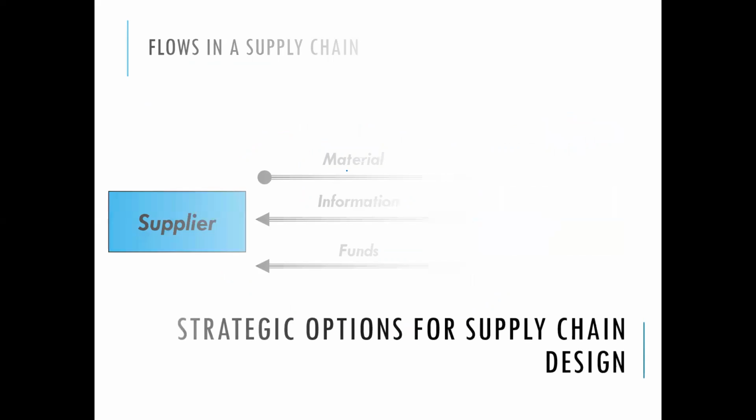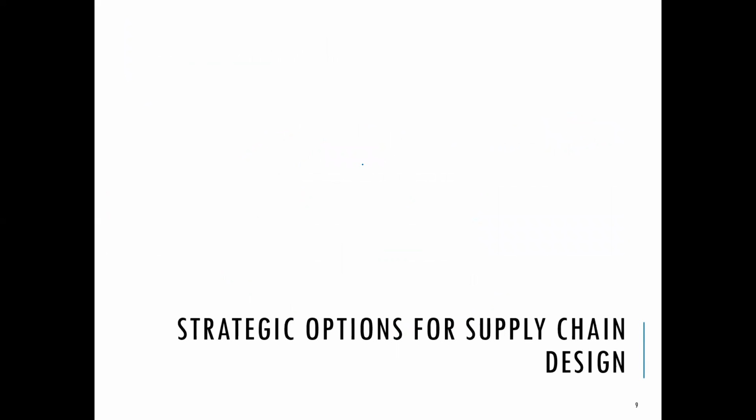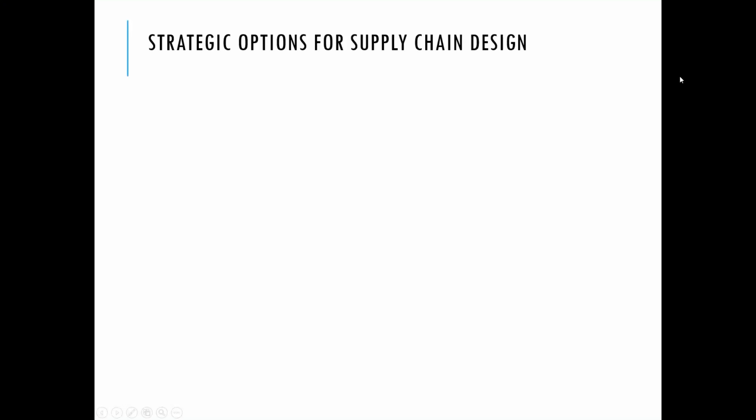Now, moving on. This ends our basic introduction to supply chain management, which is the first part of the chapter. Now we will start our discussion on the second part of our chapter, which relates to the strategic options for supply chain design. So let's start with the second part. Okay, so now we will discuss strategic options for supply chain design.